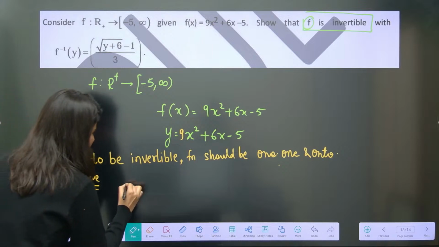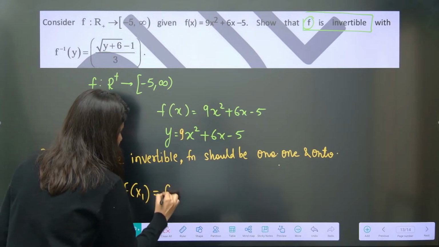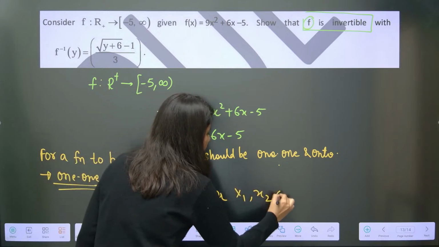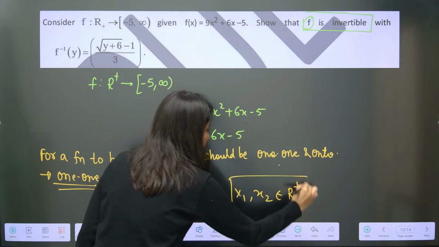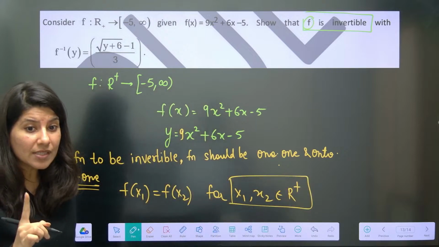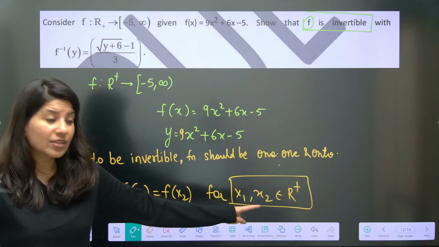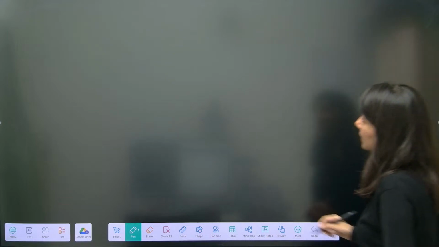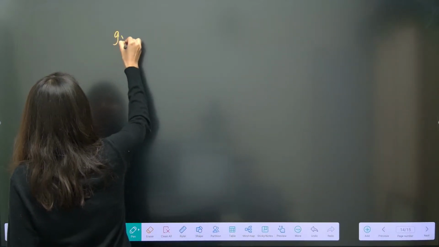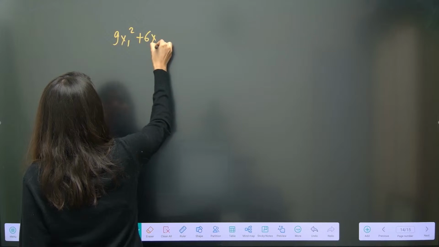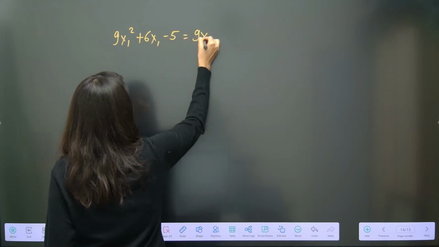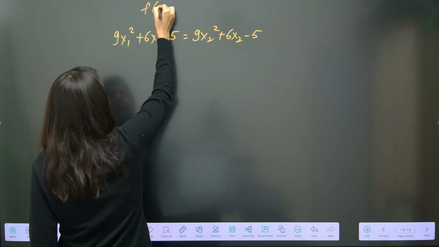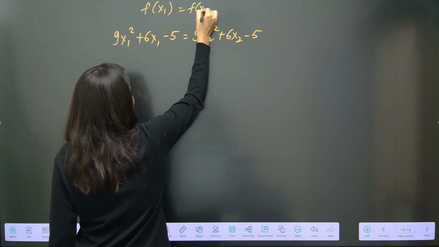So f of x1 is equal to f of x2 for x1, x2 belonging to R plus. Now understand, here the domain is positive real values. So again, I'll take another slide. f of x1 will be 9x1 square plus 6x1 minus 5 is equal to 9x2 square plus 6x2 minus 5. This is your f of x1 and this is your f of x2, correct?